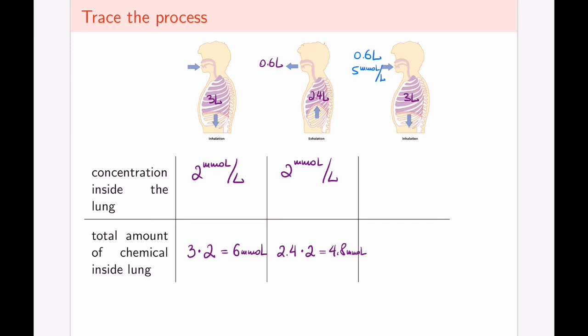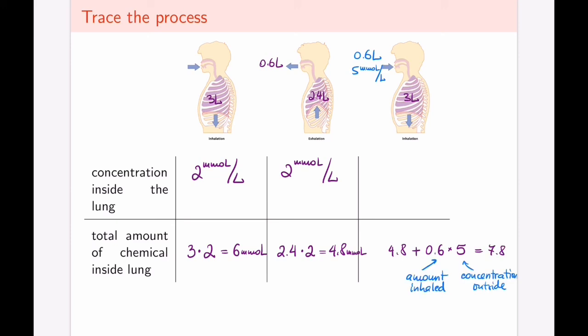So in order for us to calculate the total amount of the chemical inside the lung now, we're going to take our 4.8, which is what's present there now, and we're going to add the amount inhaled, which is 0.6 liters, times the concentration of the outside air. We can, of course, compute this as a number. This, for example, here is 7.8.